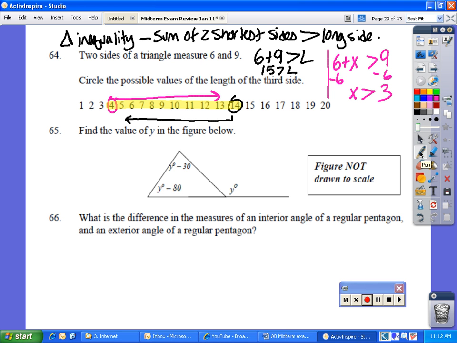All right, moving on. Number 65. Find the value of y in the figure below. Here we have two interior angles and one on the outside that does not touch them. These have a special name. They're called remote interior angles.